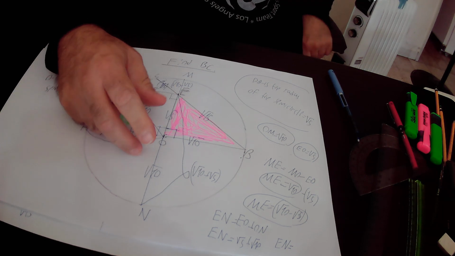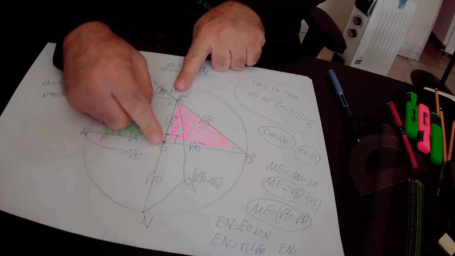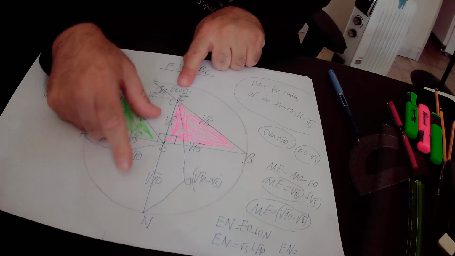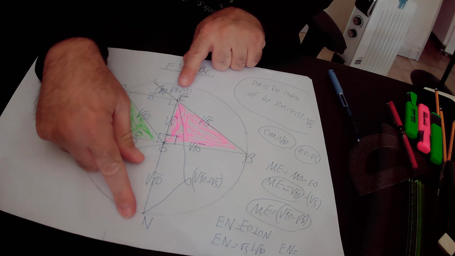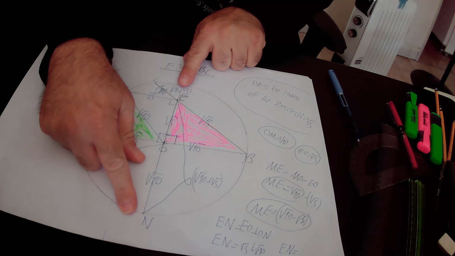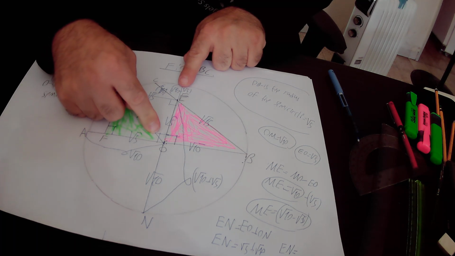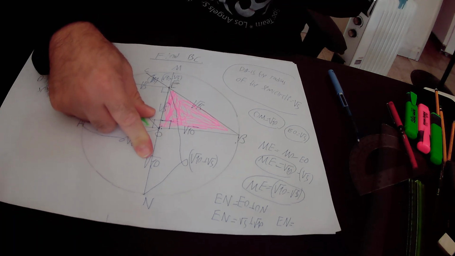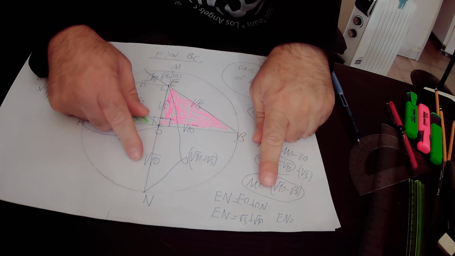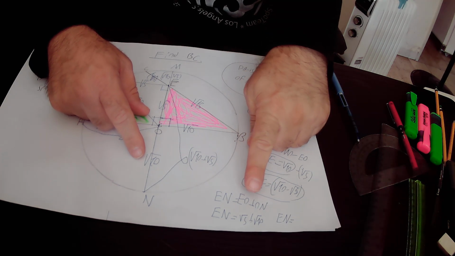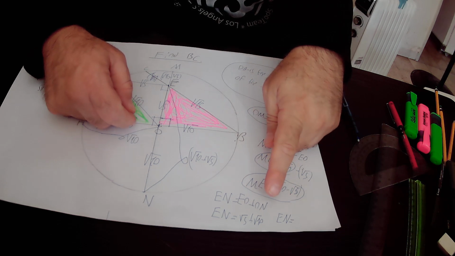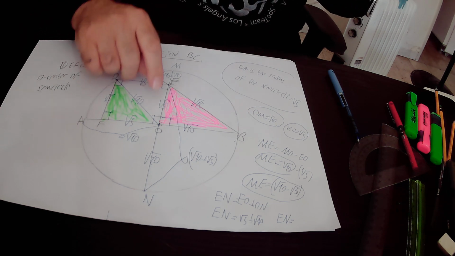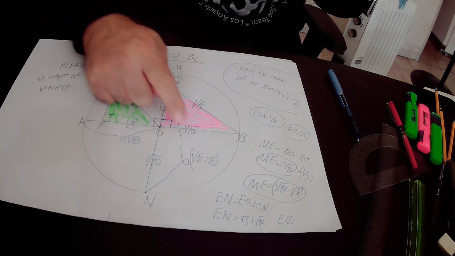Okay, so what is the length of EN? Here it is very easy to see that EN equals EO plus ON. So EN equals EO, that is square root of 5, plus ON, that is square root of 10. In conclusion, we found out that EN equals the square root of 10 plus square root of 5.